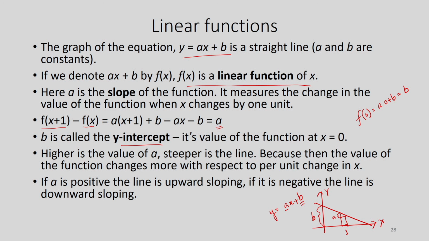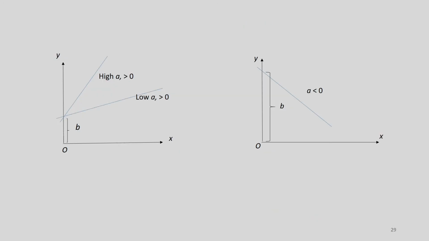Higher is the value of a, steeper is the line, because then the value of the function changes more with respect to per unit change in x. So, instead of this particular function, if you take another function like this, more steep, if a is positive, the line is upward sloping, if it is negative, the line is downward sloping. So, here is an example of an upward rising line. So, in the first case, case 1, a is positive, but it is low.